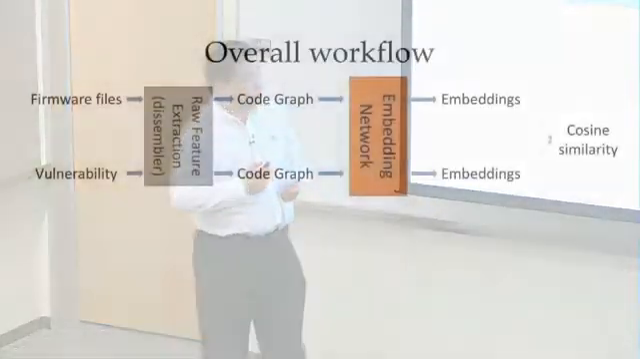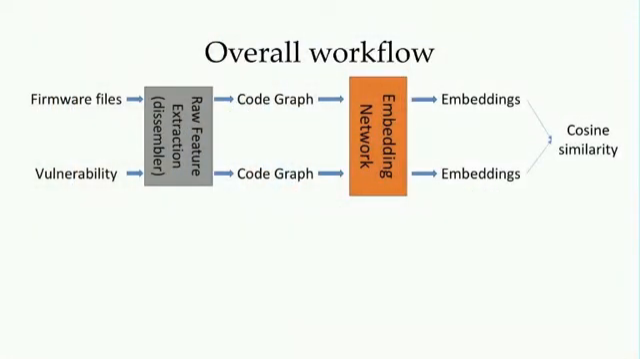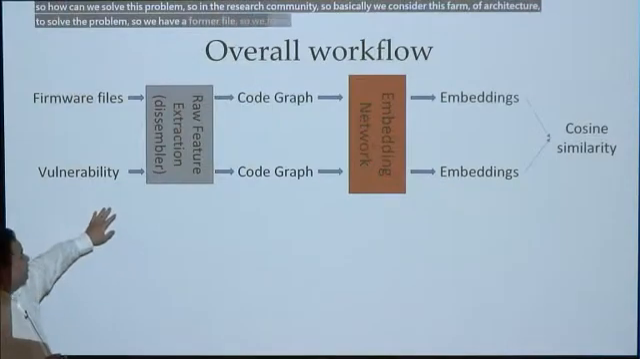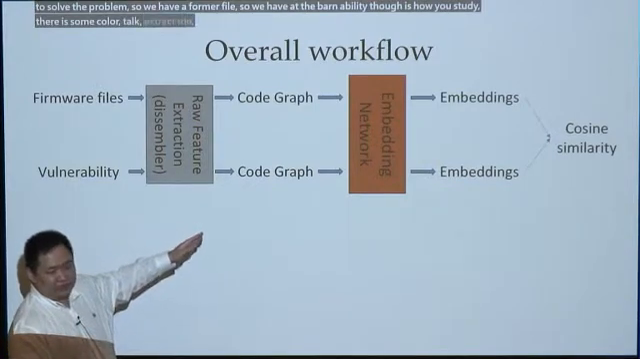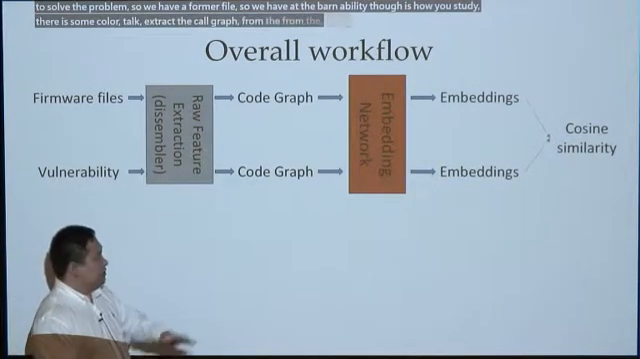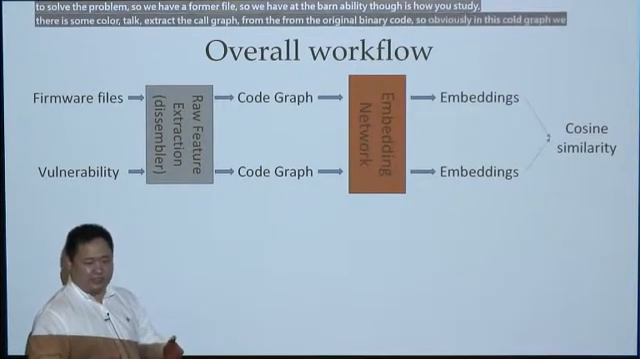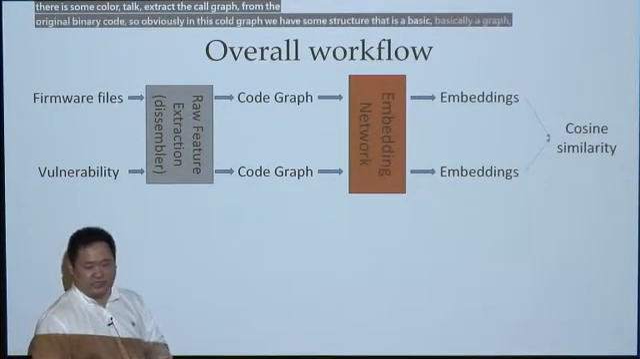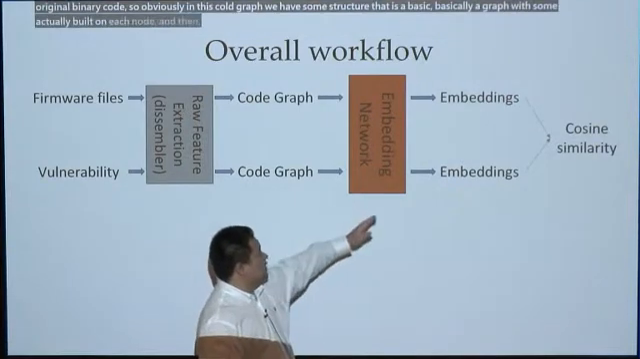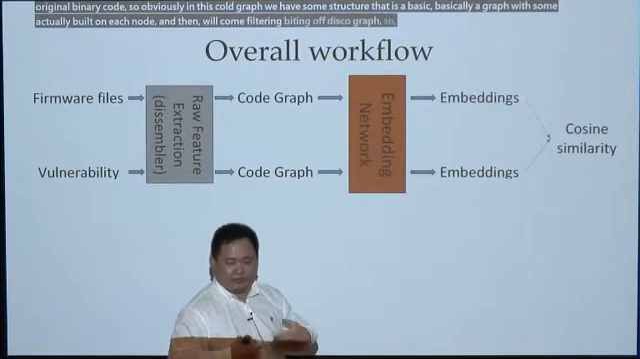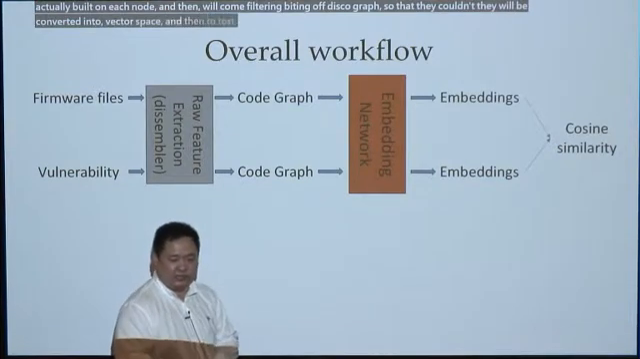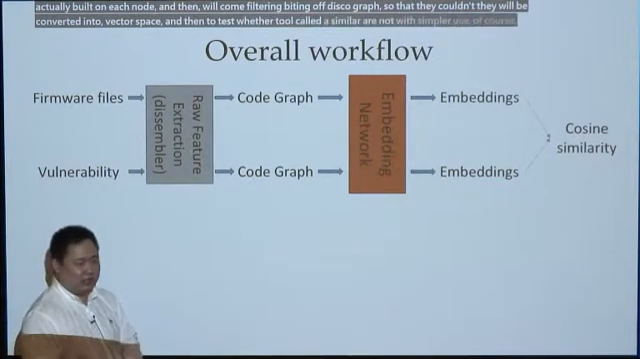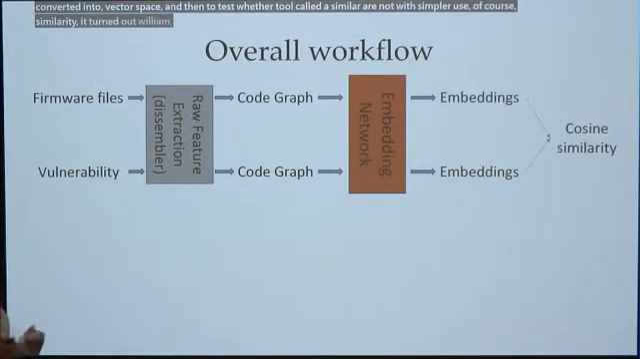So how can we solve this problem? In the research community, we consider this architecture to solve the problem. We have a firmware file, and we have the vulnerability. Then we can use a disassembler to extract the code graph from the original binary code. At least in this code graph we have some structure: a graph with some attributes on each node. Then we compute an embedding of this code graph so that it is converted into the vector space. To test whether two codes are similar or not, we simply use the cosine similarity between the two embeddings. This is the high-level idea.